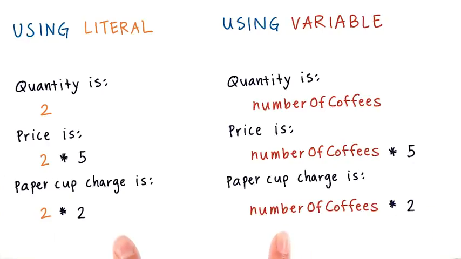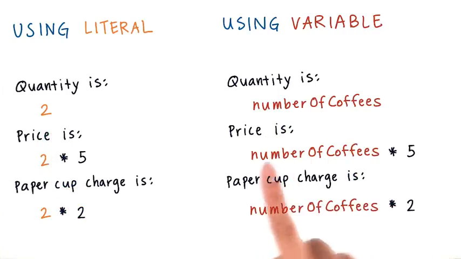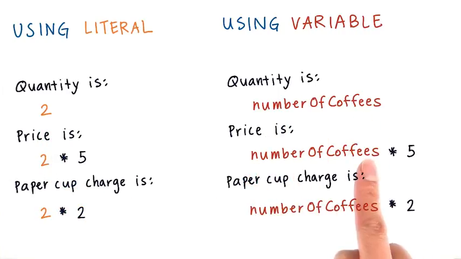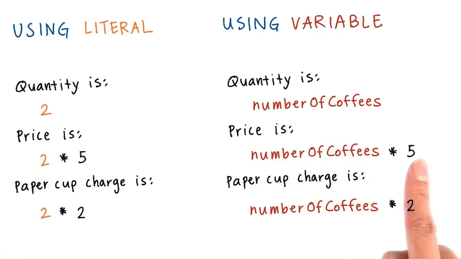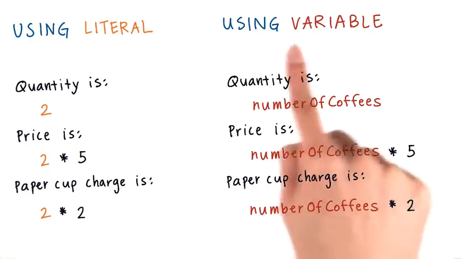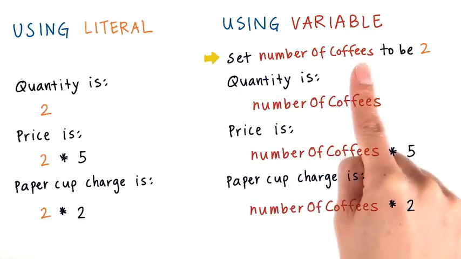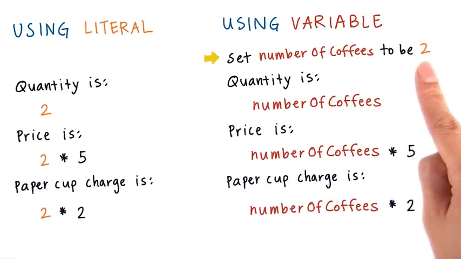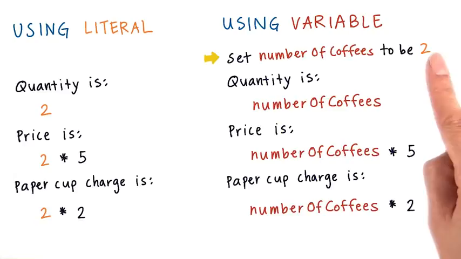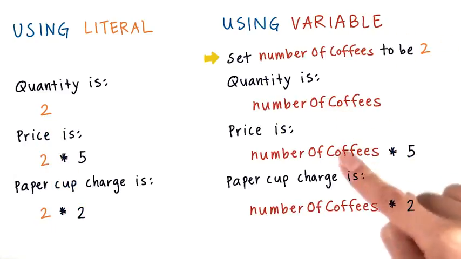So the difference between these two is that instead of the actual literal value, we use a variable, and then the value of that variable will be substituted when we actually evaluate this expression. So when we go and calculate the price, we just have to go check what this value is before we multiply it by 5. The one additional step that you need to do when you use a variable is in the beginning to set the variable number of coffees to have an initial value. In this case, we set it to have an initial value of 2, which is also a literal. But this time we only use the literal in one place instead of in multiple places.